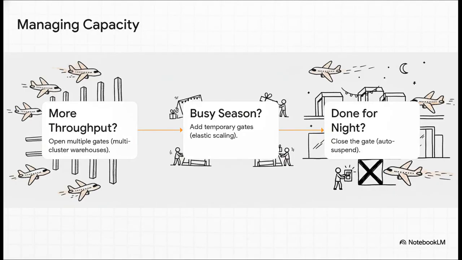And here's the magic of it all. If you have a huge rush of passengers, you don't rebuild the airport, you just open more gates. That's multi-cluster warehousing. If it's a busy holiday season, you can add temporary gates. That's elastic scaling. And when the last flight leaves, you close the gate to save energy and money. That's auto-suspend. It's all about total flexibility.